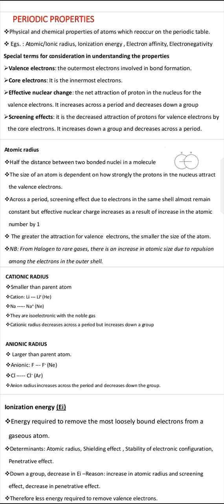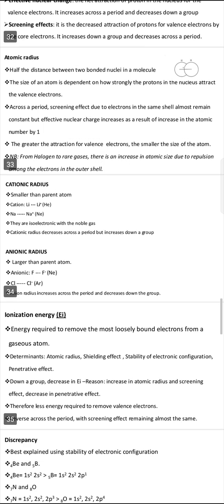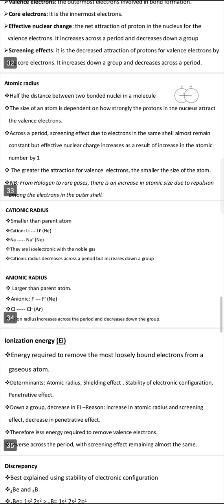The valence electrons. The first one we start with is the atomic size or atomic radius. Atomic radius is half the distance between two bonded nuclei in a molecule.